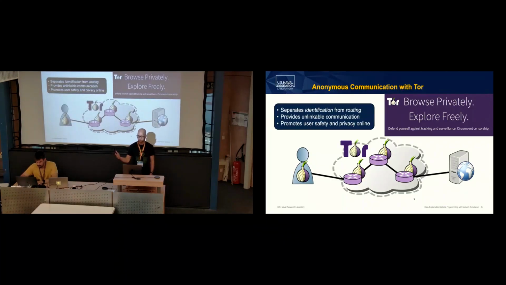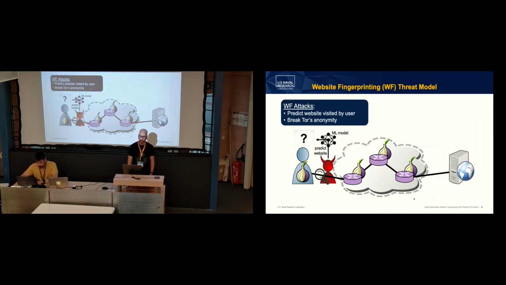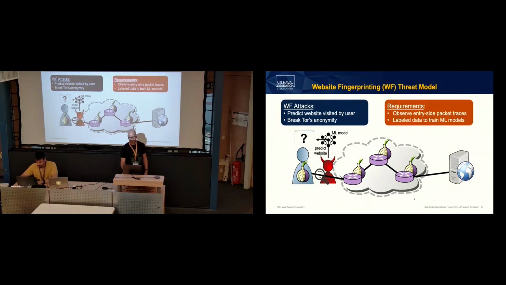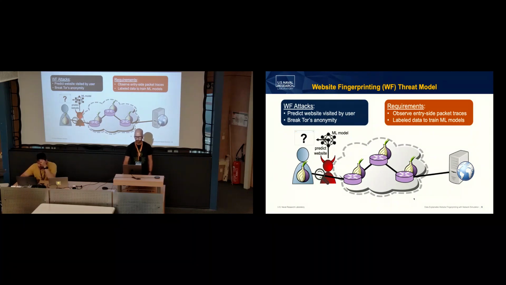We all know what Tor is. It's an anonymous communication system, provides anonymity to its clients by preventing an adversary from linking the client to the destination. So one of the major attacks against the Tor network is a website fingerprinting attack where an adversary that can observe traffic between the client and the network can de-anonymize the client by predicting the website. And the requirements in this attack are the adversary must be in a position to observe traffic between the client and the network. And because the adversary uses machine learning models in this prediction task, it needs labeled data so that it can train its models.